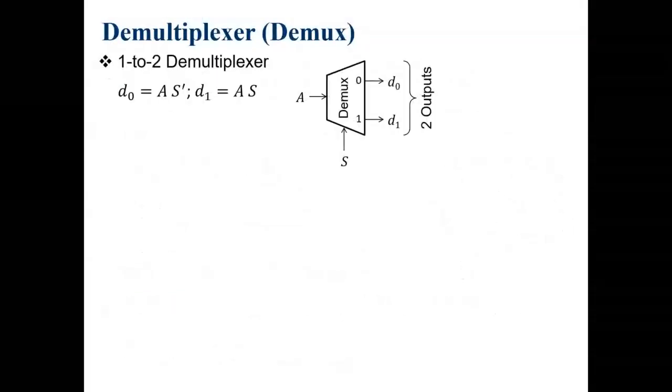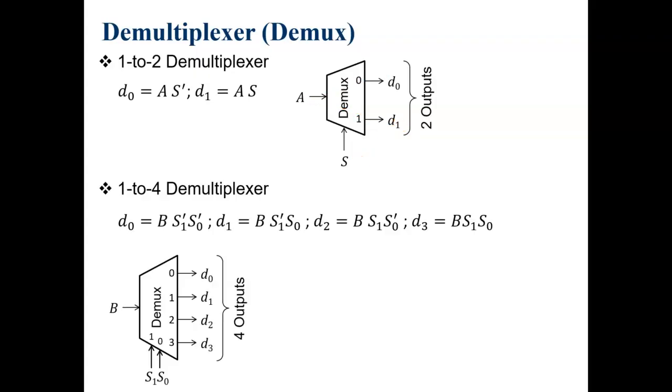Can you see here? This is a 1 to 2. Please remember, if we have a 2 to 1 multiplexer, then we have a 1 to 2 demultiplexer. There are two possible values. When s is equal to 0, what will be the value of d0? It will be a. When s is equal to 1, d1 will be a. So a will pass to d0 or to d1.